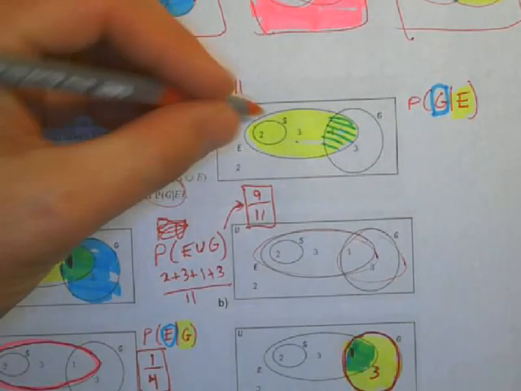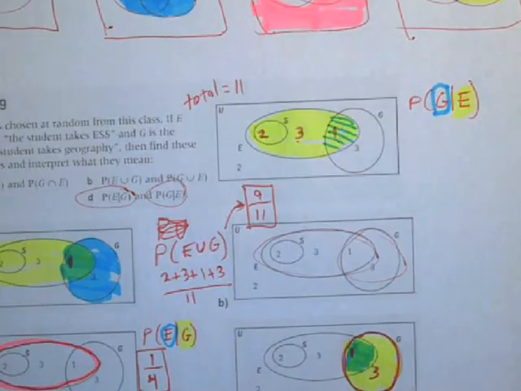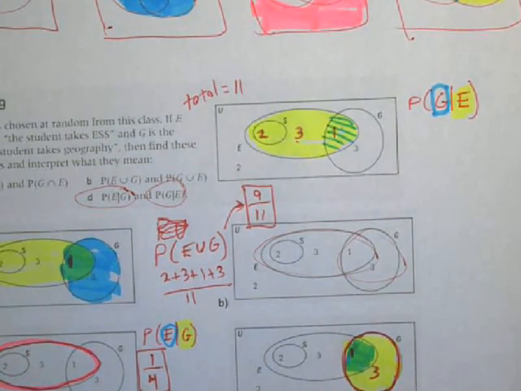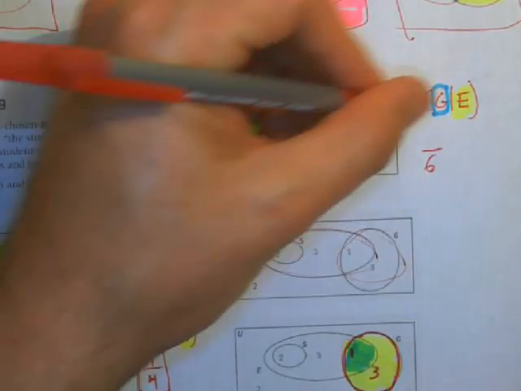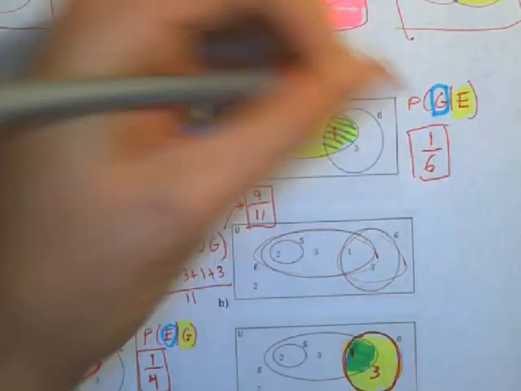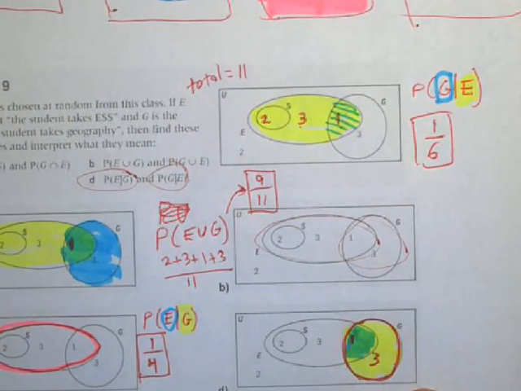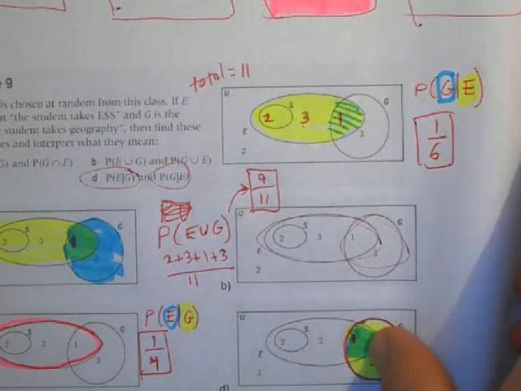So my new denominator is 2 plus 3 plus 1, which adds up to 6. So my denominator is 6, and the intersection of G and E is 1. You may want to play this back again to see the difference between this one and this one. All right, next example.